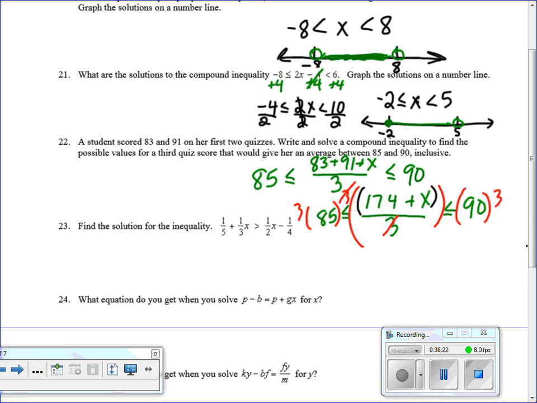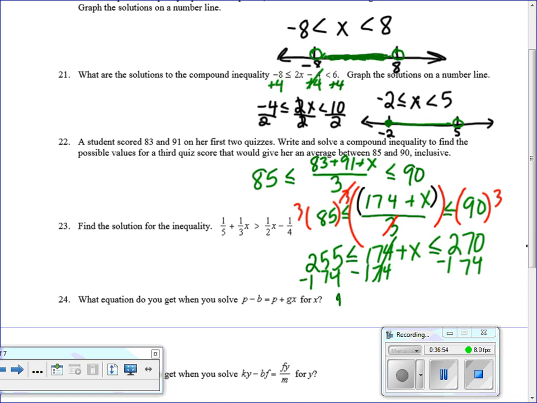So the dividing by 3 cancels out, leaving you with 174 plus x is greater than or equal to 85 times 3, which should be 255, and is less than or equal to 90 times 3, which should be 270. Then you're going to subtract everything by 174, because our goal is to get x by itself. When we subtract here, we've got 81, since 255 minus 174 is 81. So 81 is less than or equal to x, because the 174 went away, is less than or equal to 96.